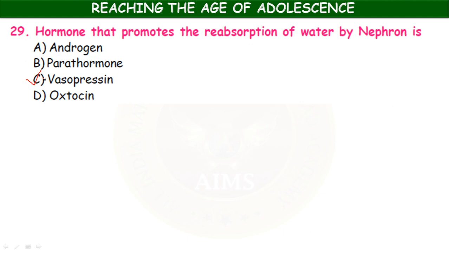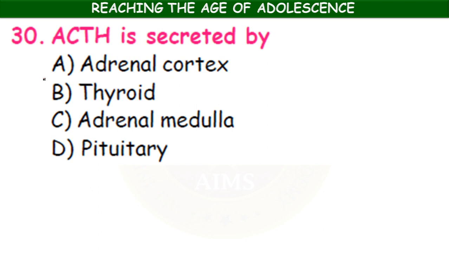Its hyposecretion leads to diabetes insipidus, which means oversecretion of urine. ACTH is adrenocorticotropic hormone. It is secreted by the adrenal cortex, thyroid, adrenal medulla, pituitary. It is the pituitary gland which secretes ACTH. So adrenocorticotropic hormone stimulates the adrenal gland, the adrenal cortex is stimulated by this pituitary to produce the hormones.